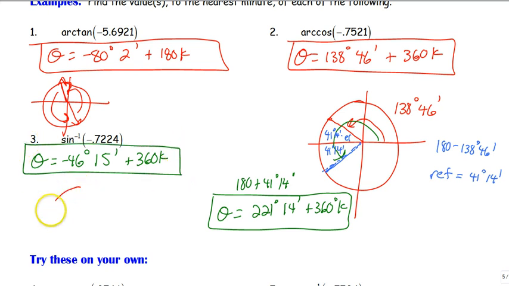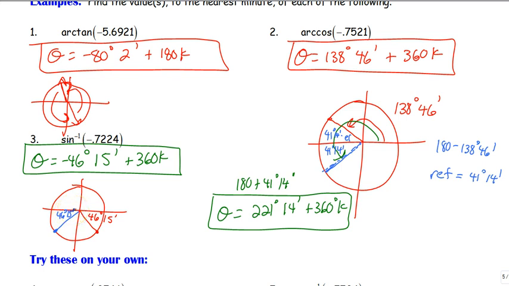So I draw my circle. Negative 46 is about here. Sine is negative. The other place sine is negative. So I'm going to make this a positive just because it's a reference. So this is 46 degrees 15 minutes. The other place sine is negative. Sine is y. That's over here. So we're here. The other place where it's negative is in the third quadrant with the same reference of 46 degrees 15 minutes.